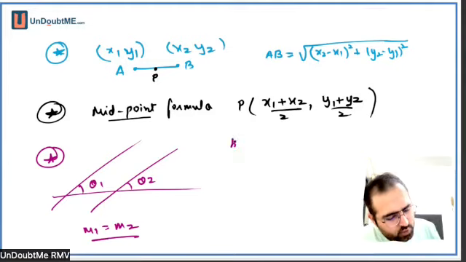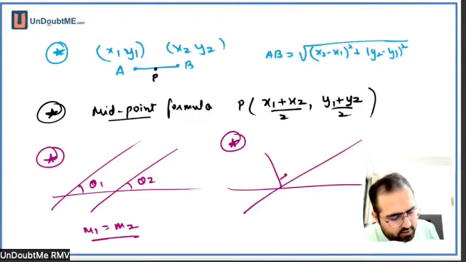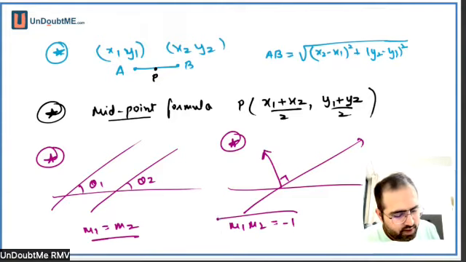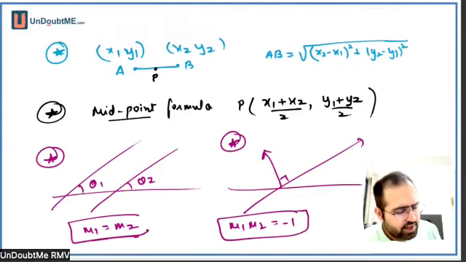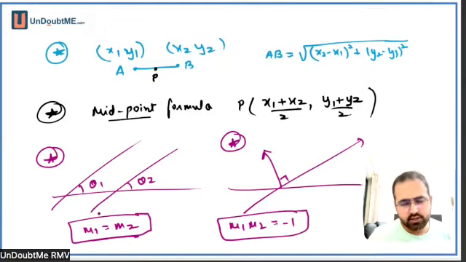Okay, and if two lines are perpendicular, like this, then the gradients will have this relation, M1 M2 is equal to -1. Though this is like Year 11 stuff, okay, but still you should know all these things to be used in these types of questions.